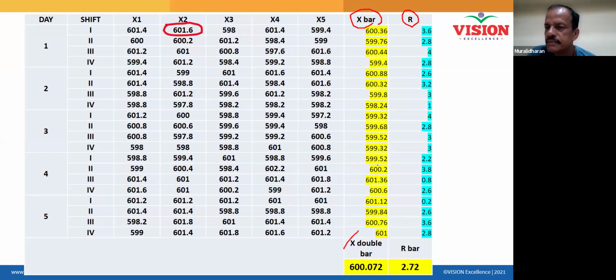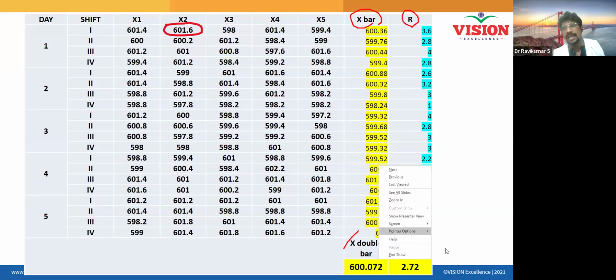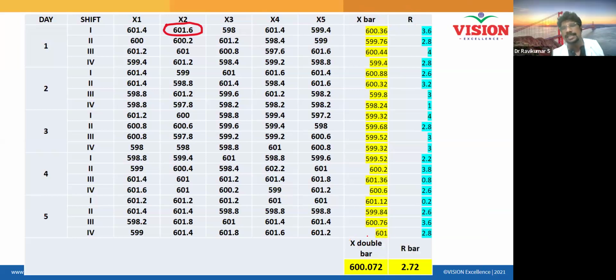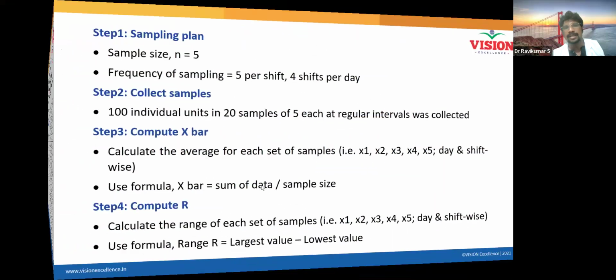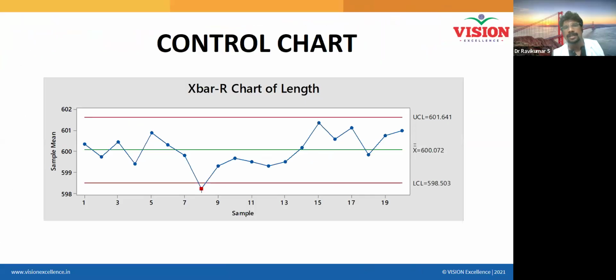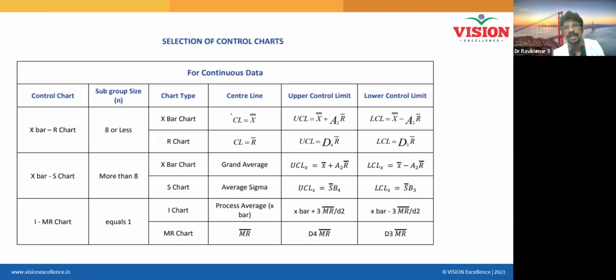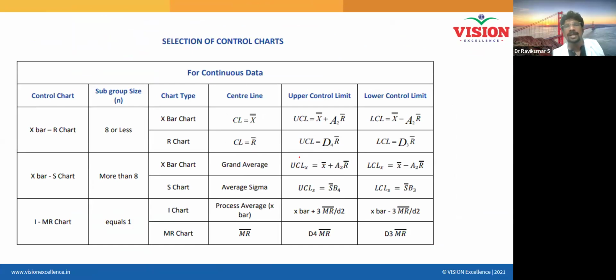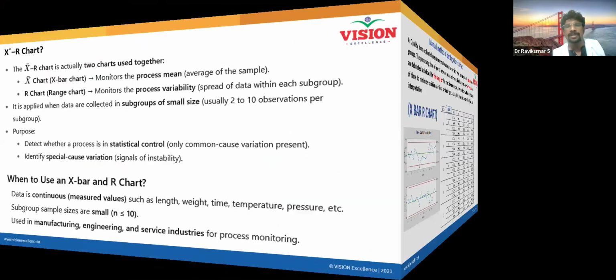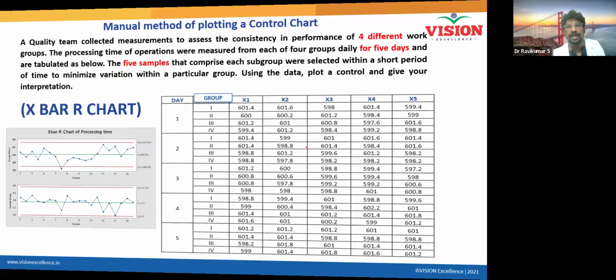Okay, understood. So now we have calculated the center line. This is the center line for the control chart. See, in the chart, I have shown you the center line, right? So now we have calculated the X double bar and R bar. That means we have calculated the center line for the particular control charts. Now it's time for us to calculate the upper and lower control limits.